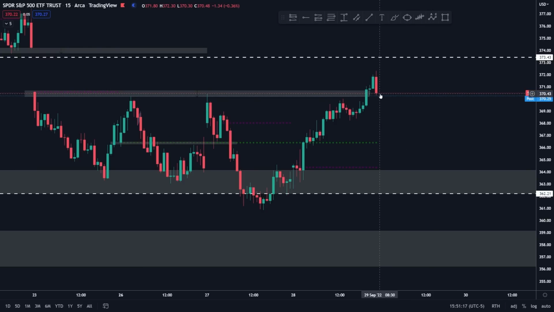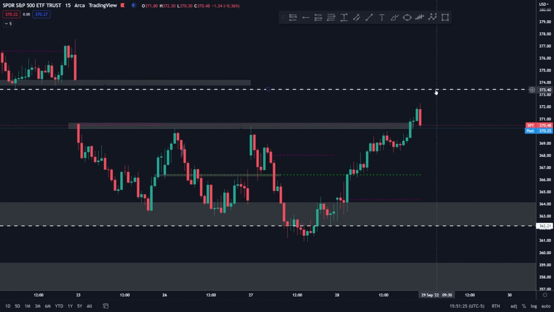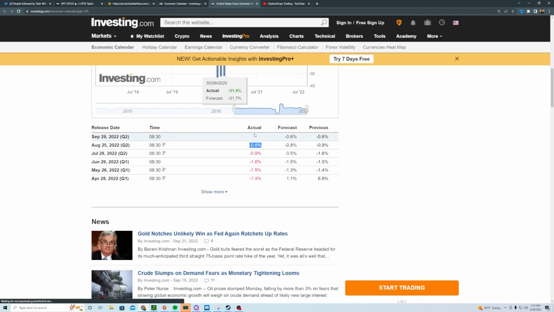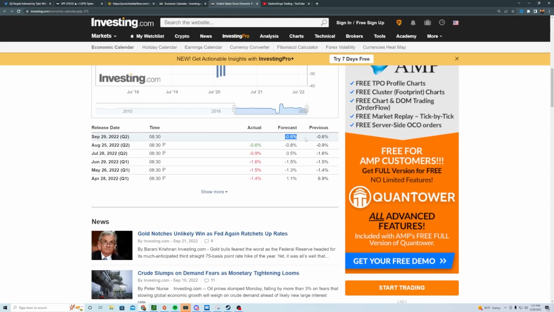I want to see us get back below the 370 level and start working our way back below the weekly and hopefully back down to 364 here. Upside potential, maybe we gap fill. However, tomorrow the big thing to watch for again is going to be GDP. This is going to give us our answer. If it comes out flat, I still think that's going to be kind of bullish for the market, to be quite frank.